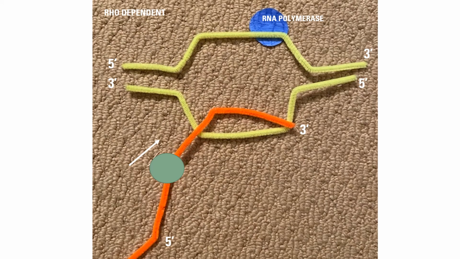The second is rho dependent, and it depends on this rho protein. There's a C-rich region on the RNA outside, and the protein binds, and ATP powers it, and it unwinds the RNA so it detaches.